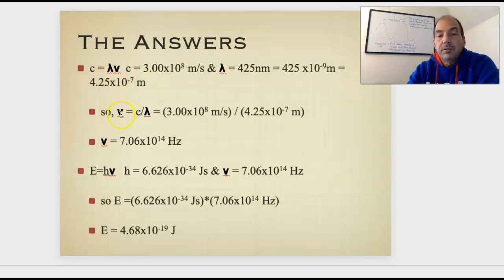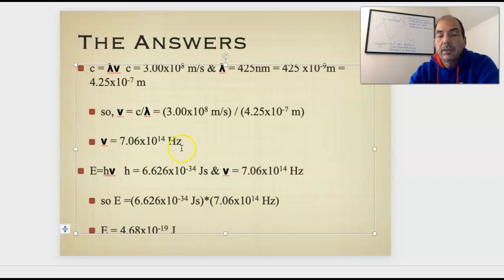Then I rewrite the equation. Frequency equals speed divided by wavelength. So now I take the speed, 3 times 10 to the 8th meters per second. I take the wavelength, 4.25 times 10 to the negative 7 meters. Divide them out. I get 7.06 times 10 to the 14th hertz. Now that's the answer to the first part.